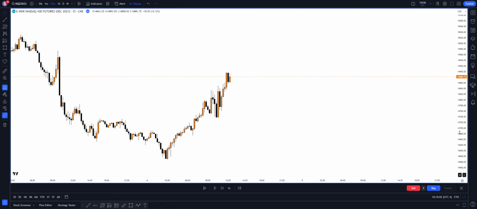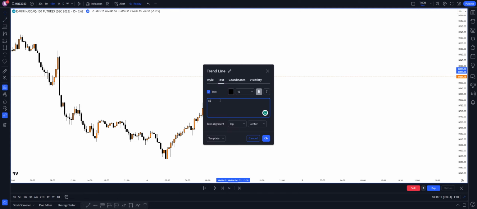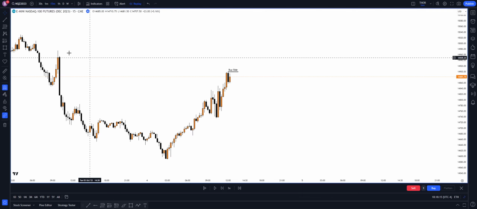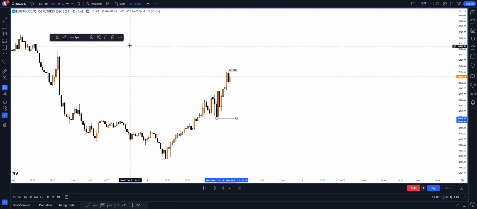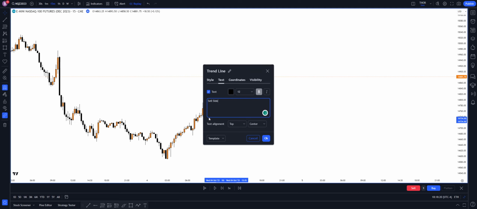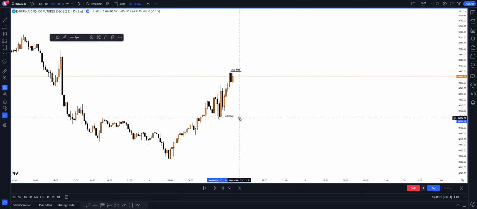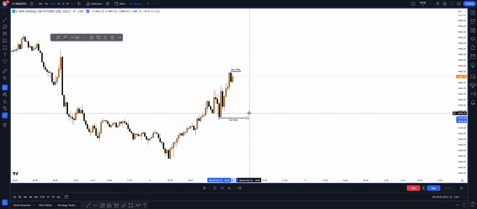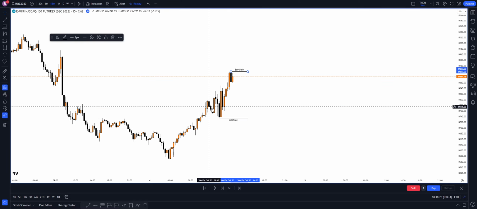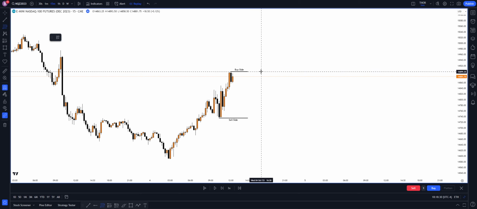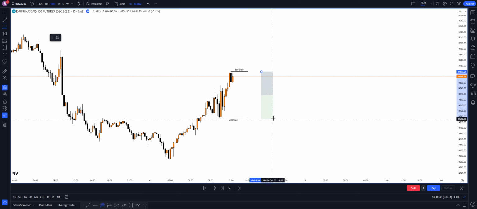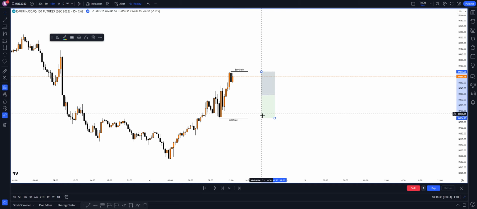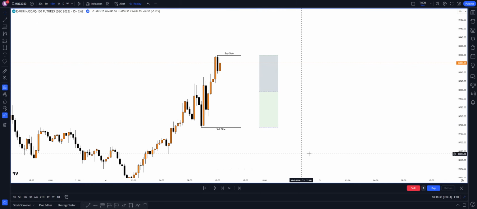The morning session will create some sort of a dealing range from low to high. So in this case, the swing low, swing high is here. This is our buy side from the morning session, and this is our sell side, aka swing low from the morning session, for the bottom. Now this run over there creates the dealing range, which gives us a framework to work in for the afternoon session.